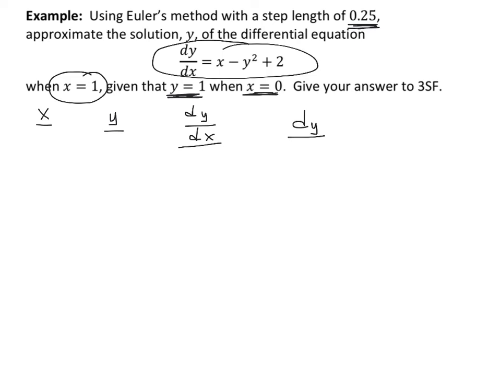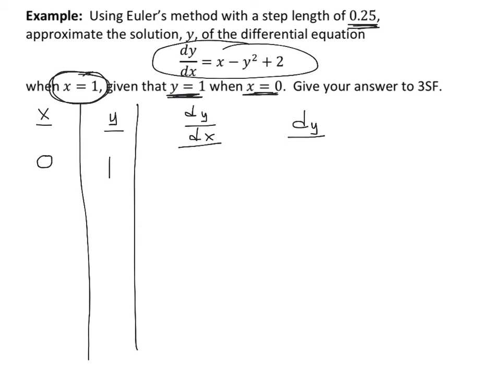Okay, and so these are the things we're going to be tracking, right? In the beginning of the problem, we're indicating that my initial x value is 0, my y value is 1, and we remember we're going to be stopping when we get to an x value of 1. The other thing that we can do, right off the bat, is because the step length is 0.25, we know that our next x value is going to be 0.25, the next will be 0.5, the next will be 0.75, and the final one will be 1.